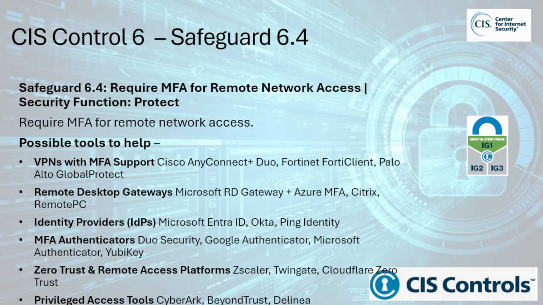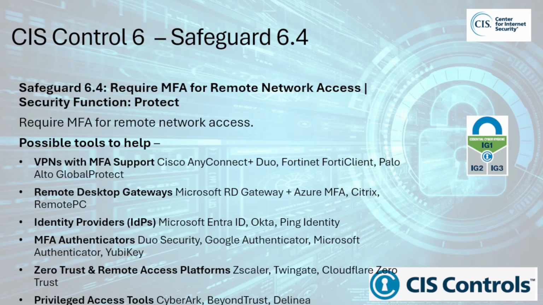Safeguard 6.4: Require MFA for remote network access. It comes under the Protect security function and is within Implementation Group 1. The safeguard requires organizations to implement MFA for all remote access to internal networks. This includes methods like VPN, Remote Desktop Services, or RDS, or Virtual Desktop Infrastructure, or VDI.